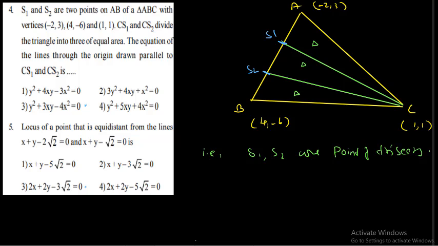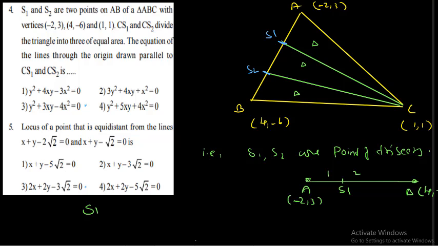Directly you can find S1 coordinates and S2 coordinates. To find S1, observe students, I want to draw a separate diagram. Here A, here S1, here B. B is 4 comma minus 6, and A is minus 2 comma 3. So what ratio? 1:2, because they are points of trisection.